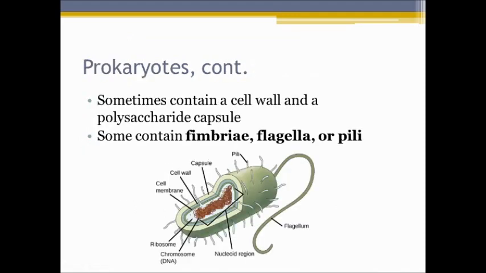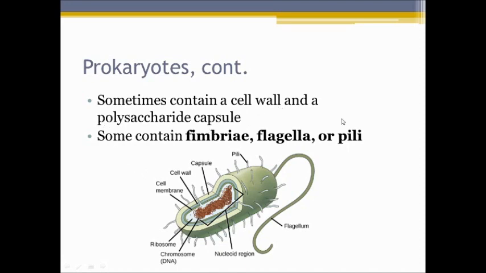Sometimes prokaryotes contain a cell wall and a polysaccharide capsule. So with your discussion for this week, it's a really cool discussion. You'll be looking at bacteria that have these polysaccharide capsules. Capsules increase the virulence of a bacterial strain, meaning that it's basically a harder bacteria to get rid of from a host. And that's because these capsules make them a lot more difficult to fight off.